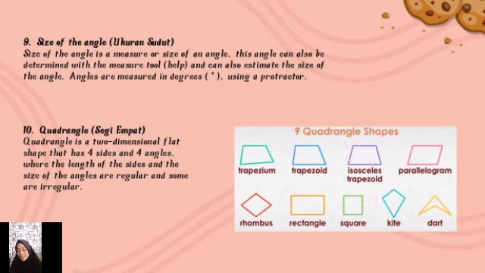The last vocabulary is quadrangle, or segi empat in bahasa. Quadrangle is a two-dimensional flat shape that has 5 sides and 4 angles, where the length of the sides and the size of the angles are regular and some are irregular.